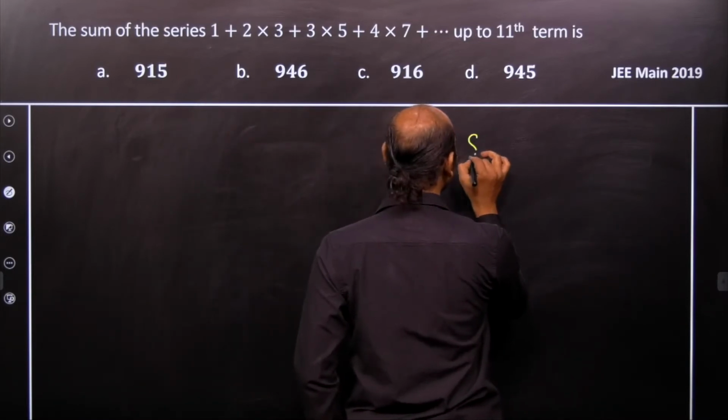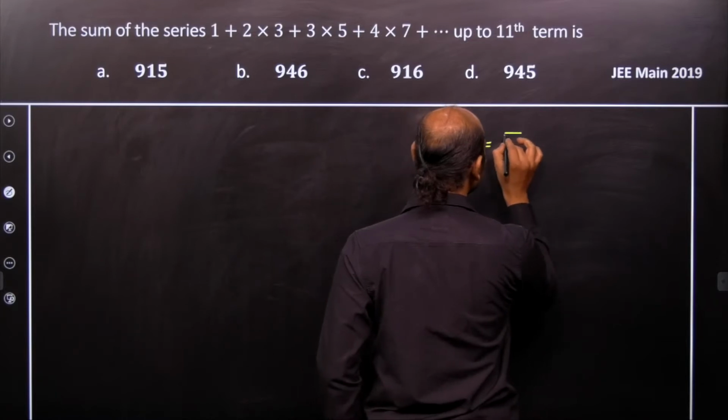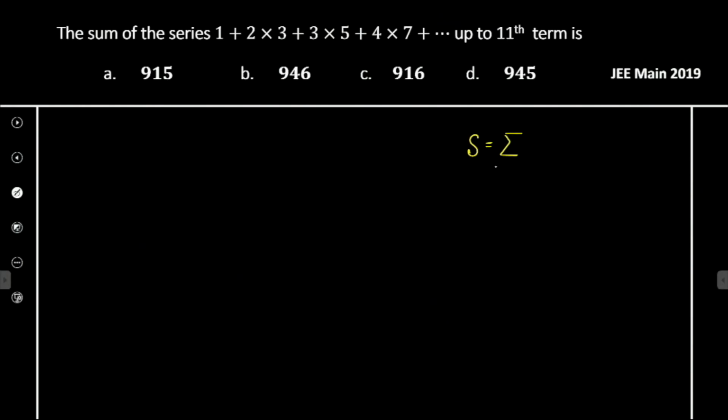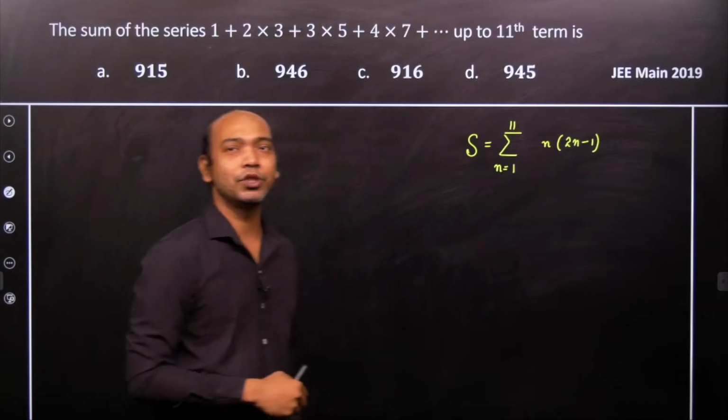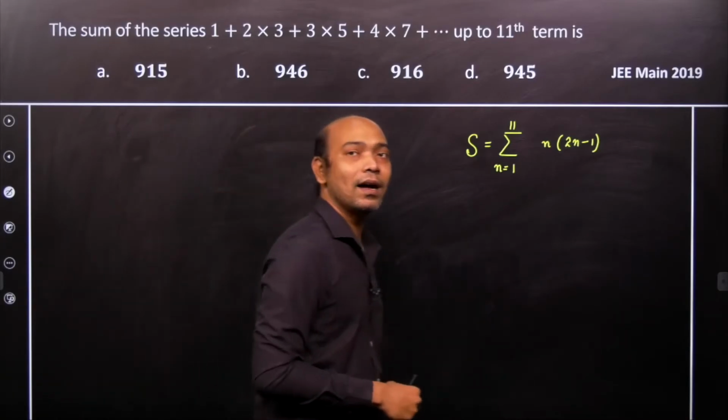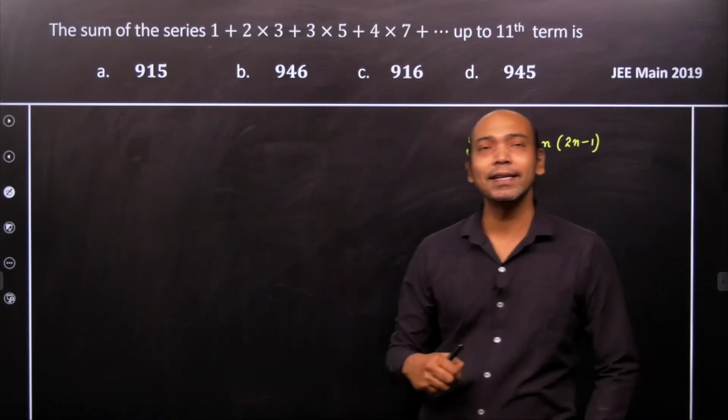Let us consider that we are looking for the series summation. It is equal to the summation of n equal to 1 to 11. We'll write it as 2n into n minus 1, 2n minus 1. We can make a mistake at the beginning, so always check twice and substitute appropriate values to verify. That's my assumption. Now let's see, did I write it properly?